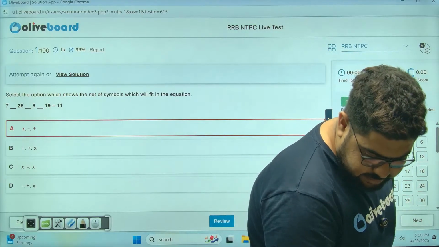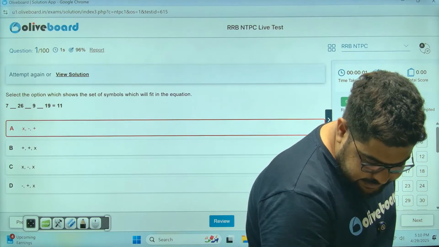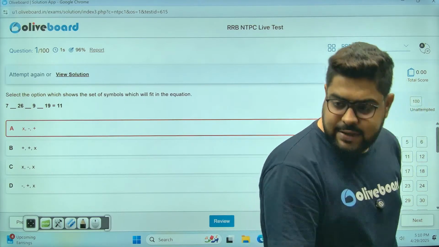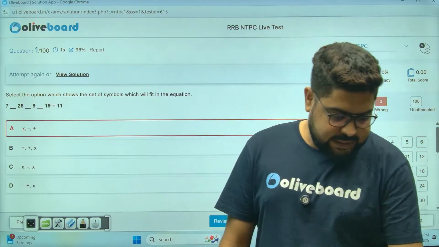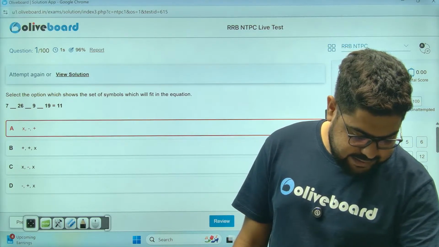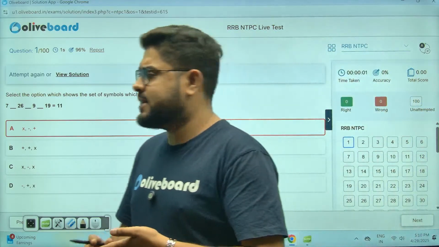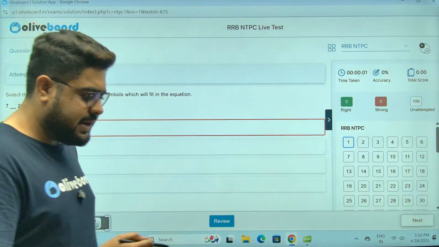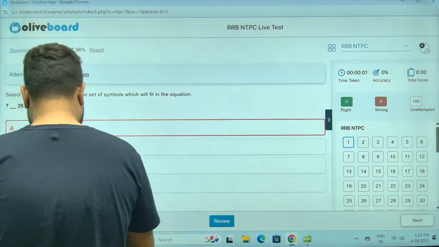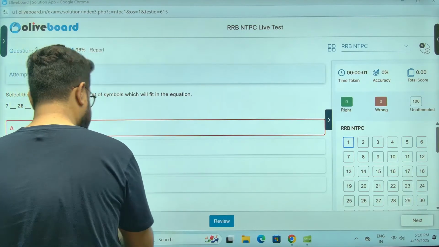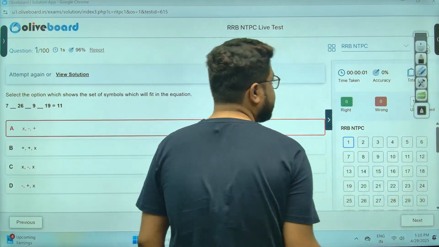So here I am with the NTPC mock, the analysis of the NTPC mock. Let us start, sir. So again, I had a class. It went a little long. That is why I'm a little late. So let us start with the session.